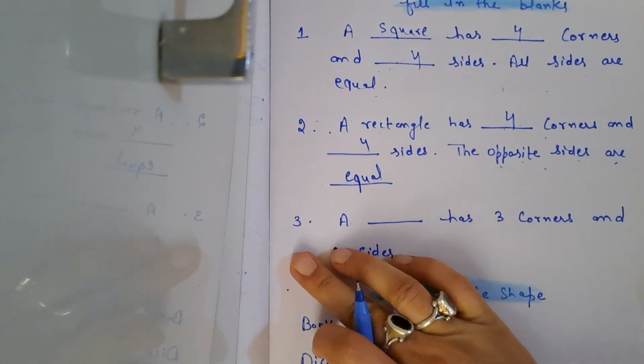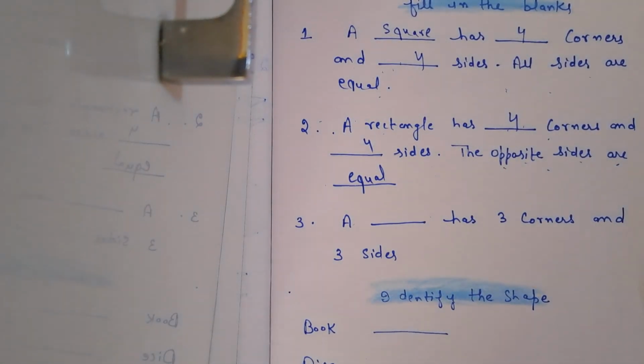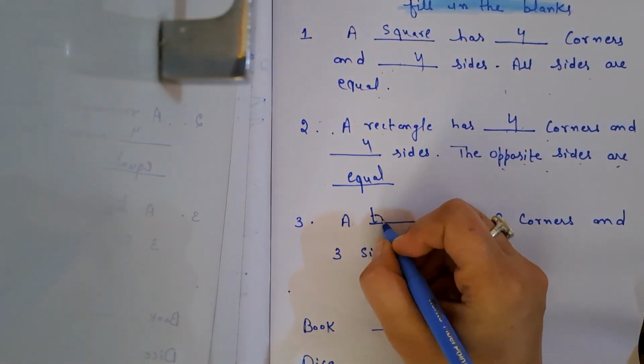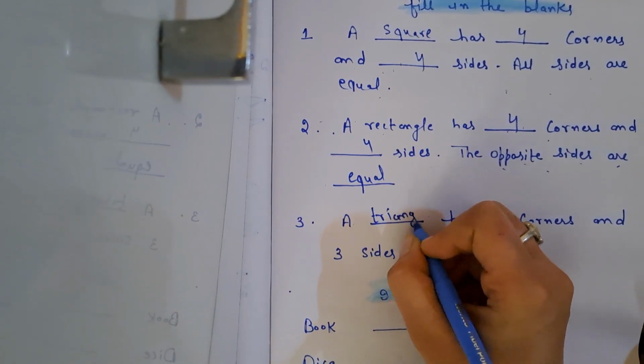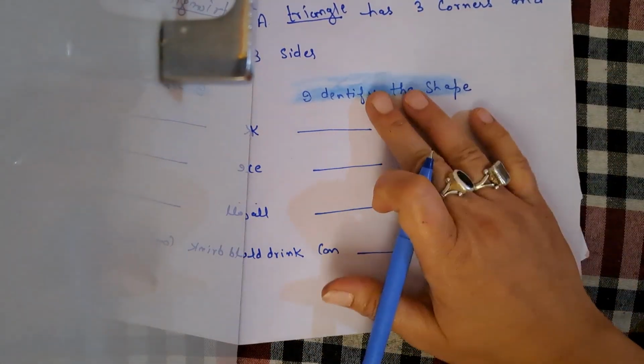Okay, now the third one. A dash has 3 corners and 3 sides. So which is the figure that has 3 corners and 3 sides? That is a triangle. A triangle is a 2D shape. Okay, now let's see another one.